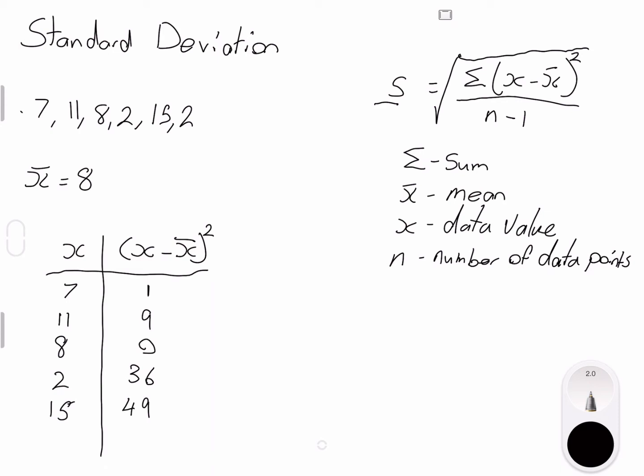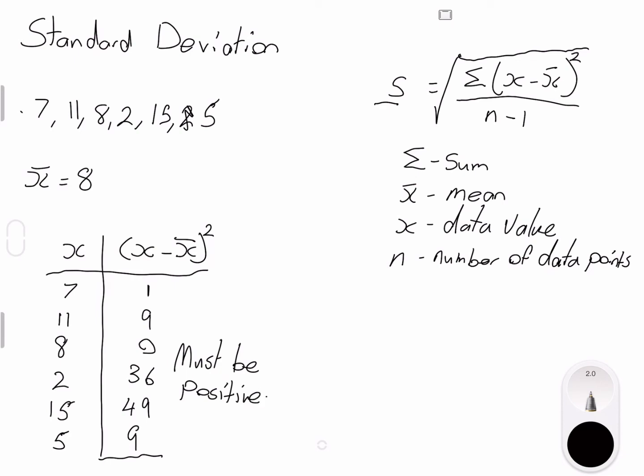And 2 take 8 is minus 3. Actually, this shouldn't be a 2. That should actually be a 5. So I apologise about that. So 5 take 8 is minus 3. Minus 3 squared is also 9. Now, the values here, I actually have to add them all up afterwards, but these values in here must be positive.